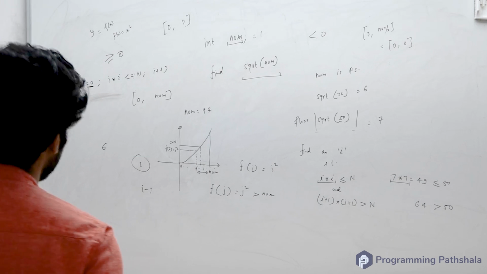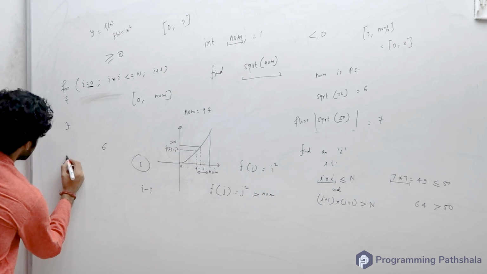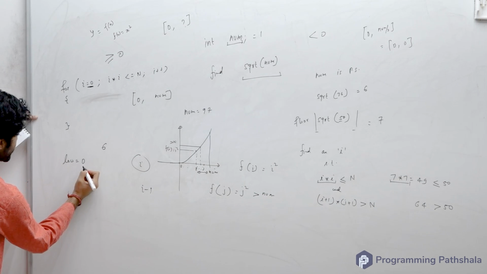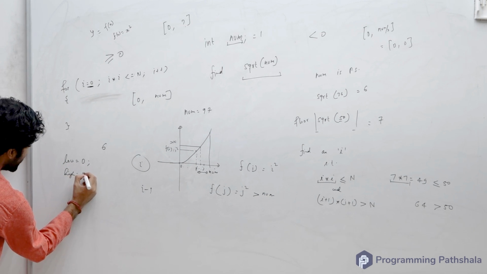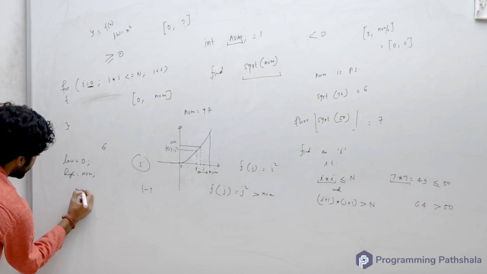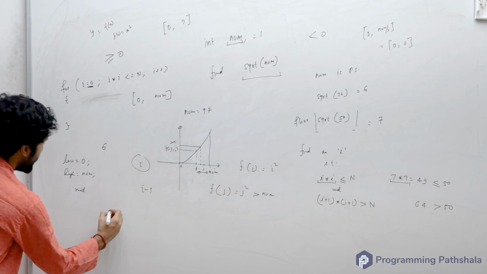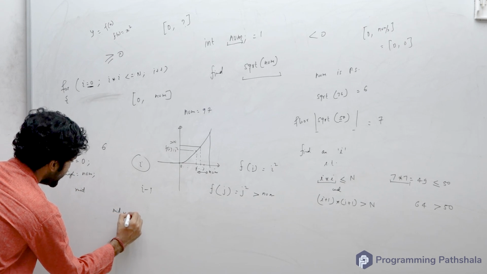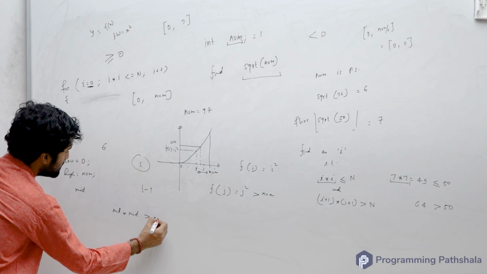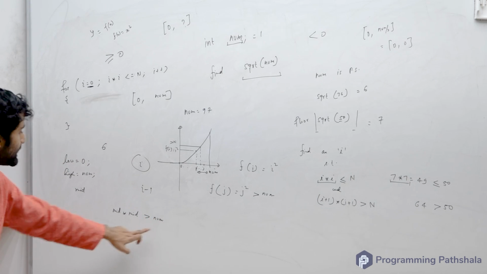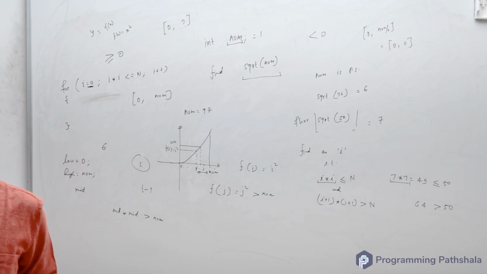So all I am saying is, you can initialize your lower bound to 0 and high to num, and then you can figure out a mid. Once you have a mid, you can check for the value mid into mid. If this thing is greater than num, can mid be my answer?